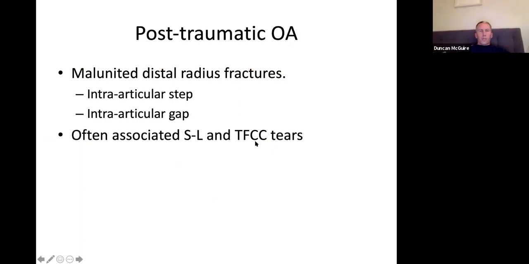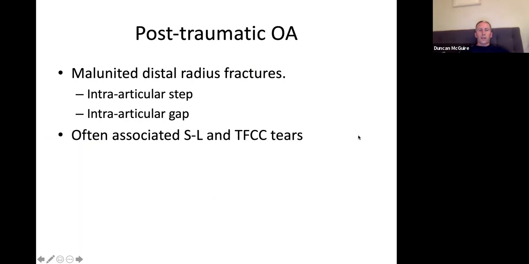Okay, so we'll move on to post-traumatic arthritis now. This is really mostly from malunited distal radius fractures with large intra-articular steps, large intra-articular gaps. However, saying that, it's actually very rare to see these cases of post-traumatic OA. The distal radius is a lot more forgiving than, say, an ankle or a knee. It's not a weight-bearing joint, so we don't see the same rate of progression to post-traumatic OA that you'd see in the lower limb fractures.